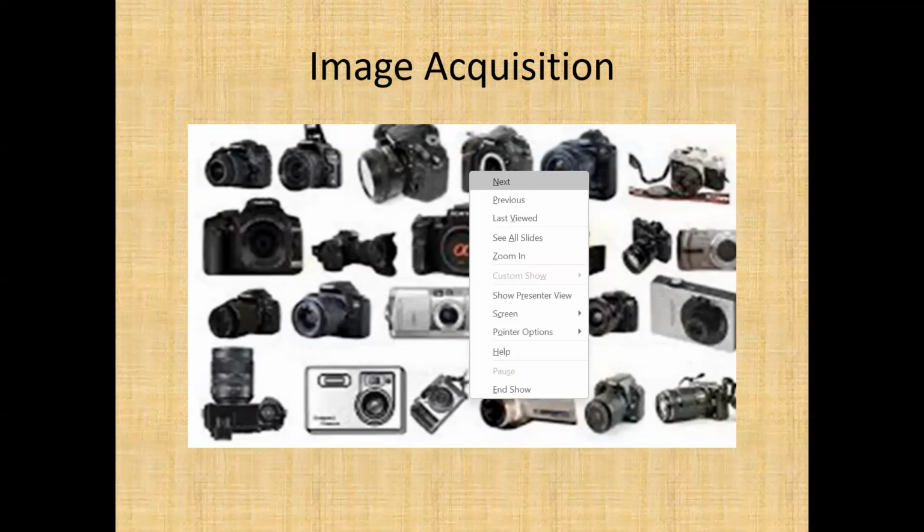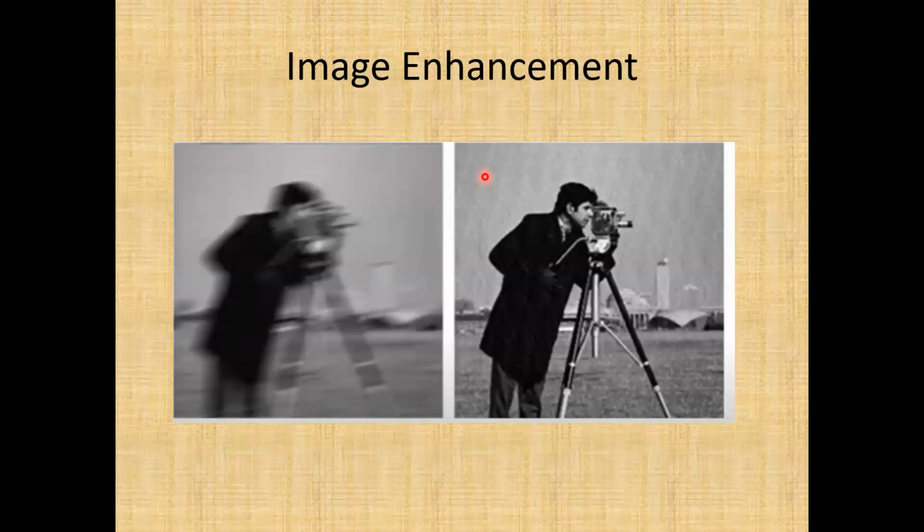The next key step, or next area, in digital image processing is image enhancement. As the name implies, image enhancement is the process of highlighting certain features of interest in an image. That is, it is the process of manipulating digital images so that the resulting image is more suitable for display.